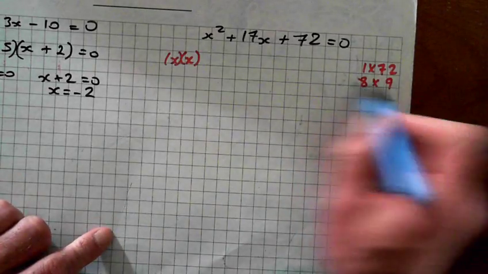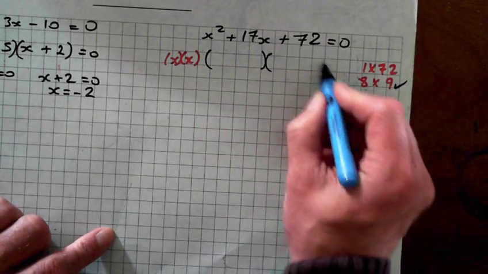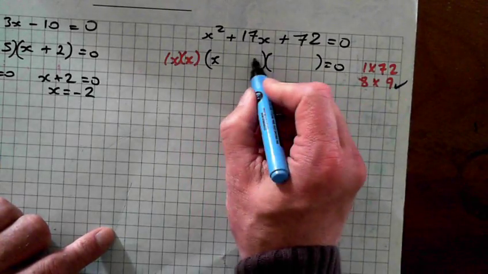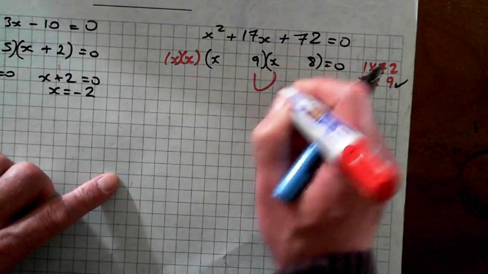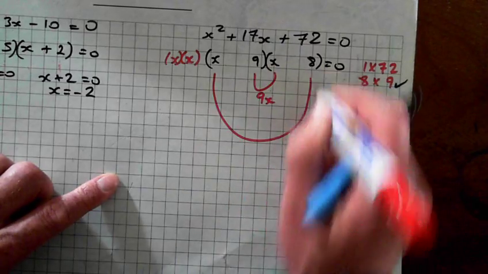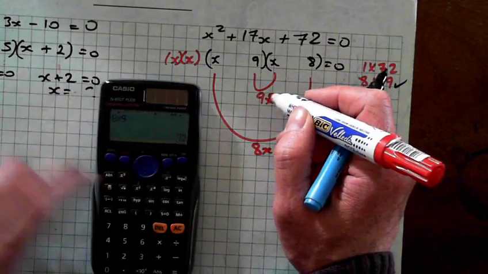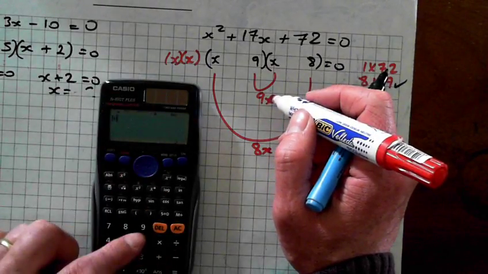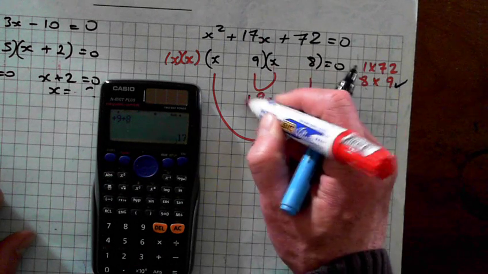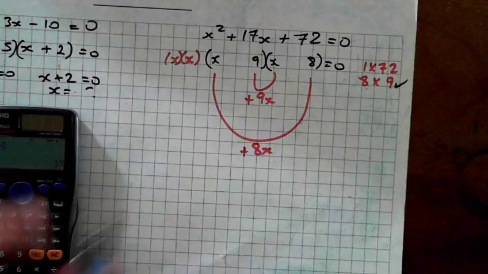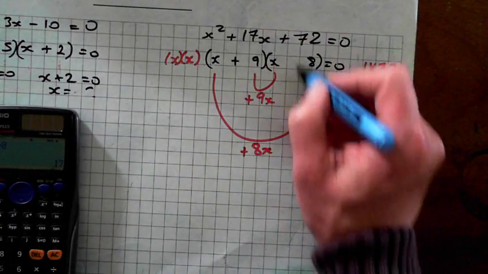So we know that 8 and 9 add up to 17, don't they? Yeah. So we'll use that pair. So we'll go x, 9, x, 8. So 9 times x is 9x, 8 times x is 8x. Plus 9 plus 8 equals 17. Okay? Plus 9 plus 8 gives me 17. So this top sign goes left, bottom sign goes right.